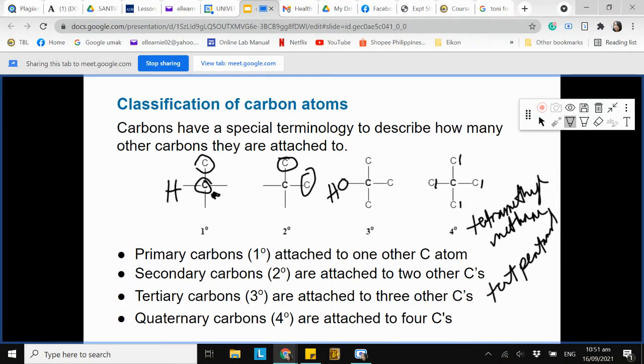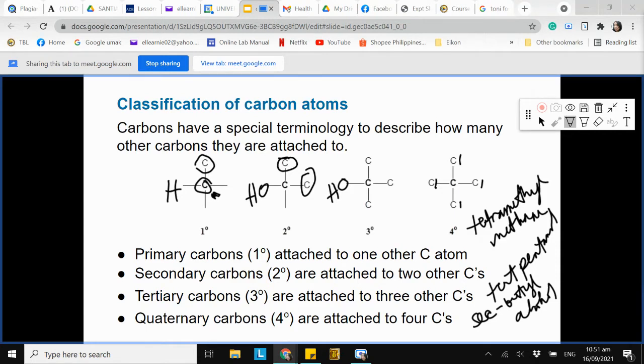And then, minsan may makikita kayo na nakasulat is sec-butyl alcohol, kung hydroxide yung isa. So, yan. This is usually just some additional information with regards to the degree of affinity for those carbons based on each attachment.